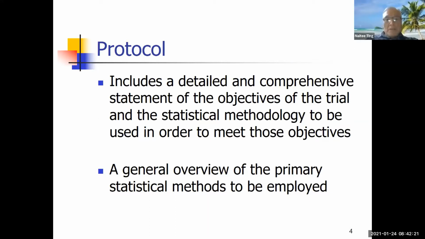All right. So in the protocol, you have to have sample size justification. You have to describe fully and clearly why you choose this sample size, what kind of alpha, beta, delta, sigma you're choosing, the assumptions you're willing to make, and the risk you're willing to take. All right, so the protocol includes a detailed and comprehensive statement of the objectives of the trial and the statistical method to be used in order to meet these objectives.